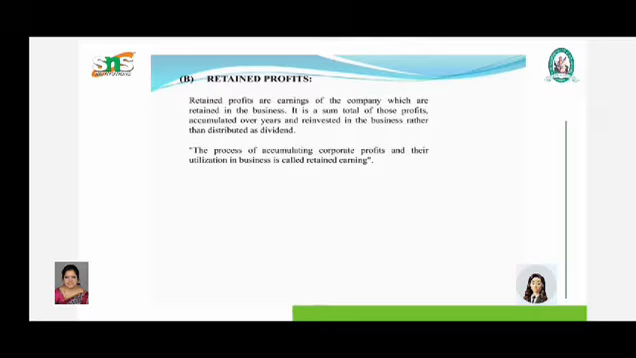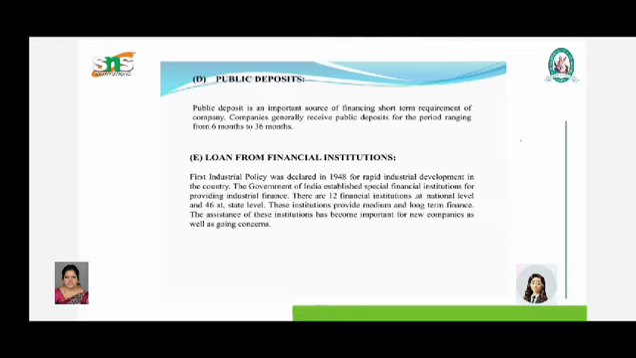Trade credit refers to the credit granted to manufacturers and traders by the suppliers of raw material, finished goods, and components. Short-term bank loan: when a certain amount is advanced by the bank repayable after a specified period, it is known as a bank loan. The period is usually short.